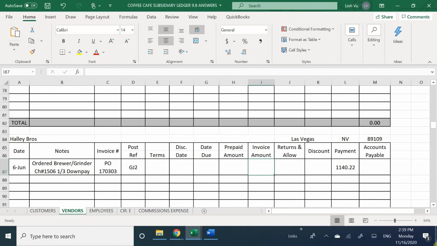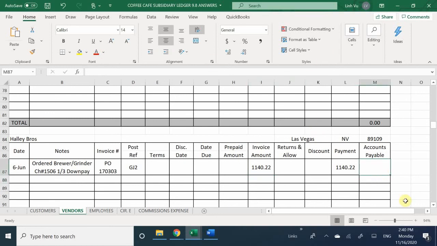So in this case, for the invoice amount, I'm going to have you put 1140.22. Okay? And in the payment column, I'm going to have you put in the 1140.22. So when we receive our bill, we're actually going to use the prepaid column, so it takes away from my actual bill. It will make sense when we receive the bill and what I'm talking about. So you just have to wait patiently on the next time we see this transaction.